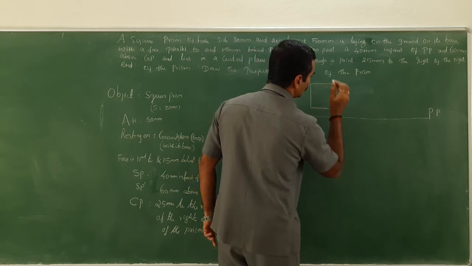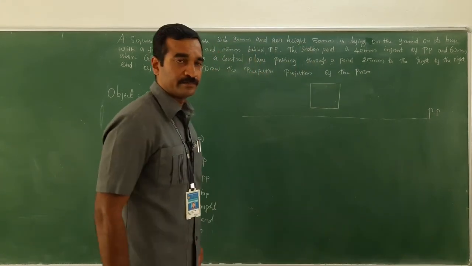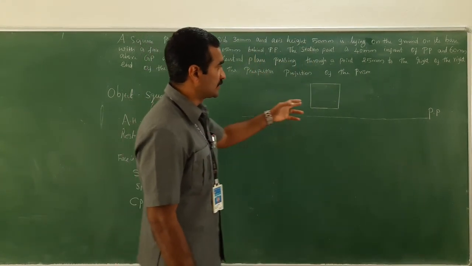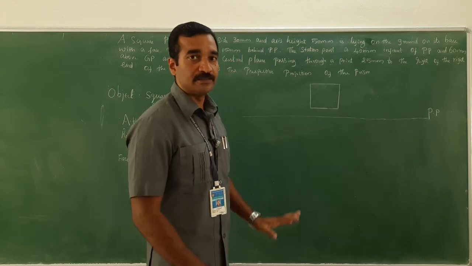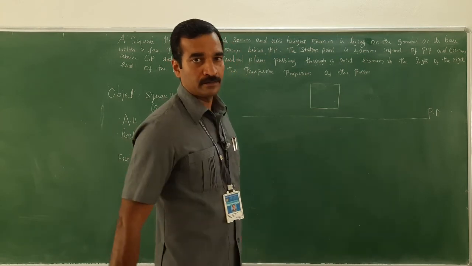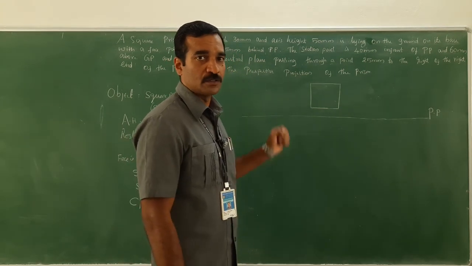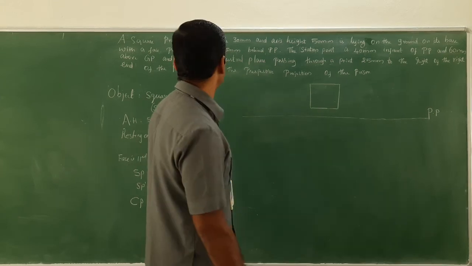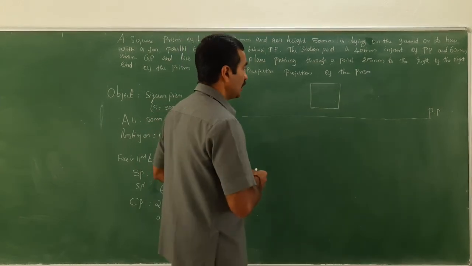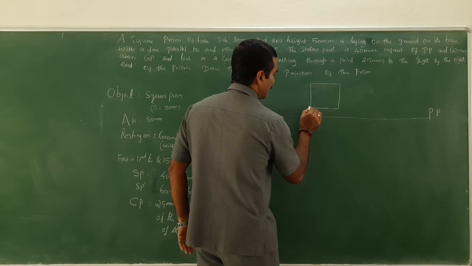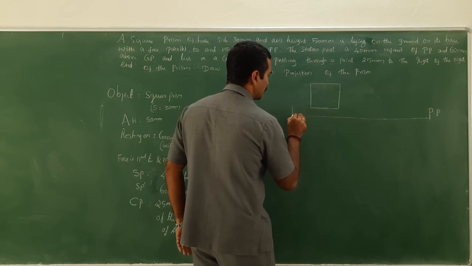You all know how to draw the square, isn't it? Right. So of size 30 mm, I have drawn the true shape of this square prism. Sorry, not pyramid, the prism. Right. How far it is? It is 15 mm. So let me just mark the dimension here. It is 15 mm behind.